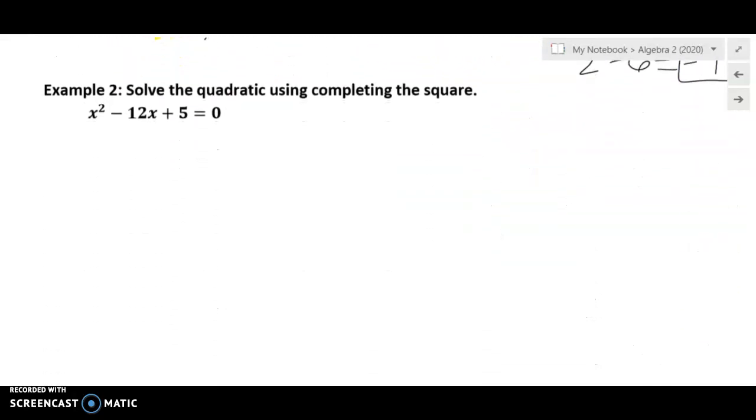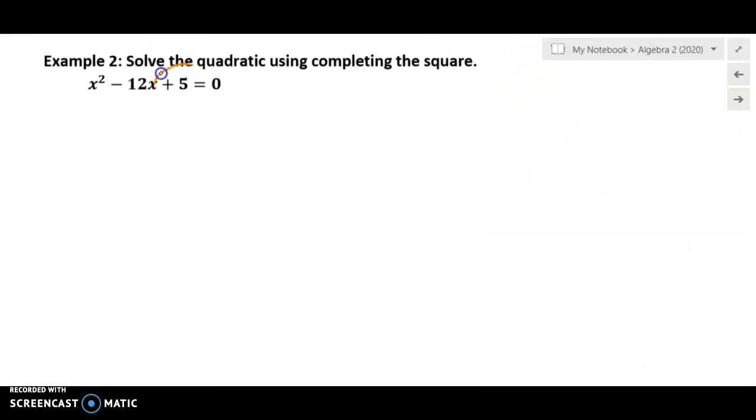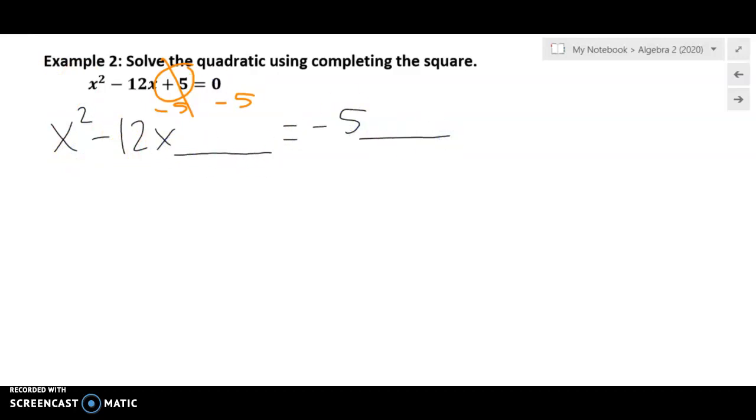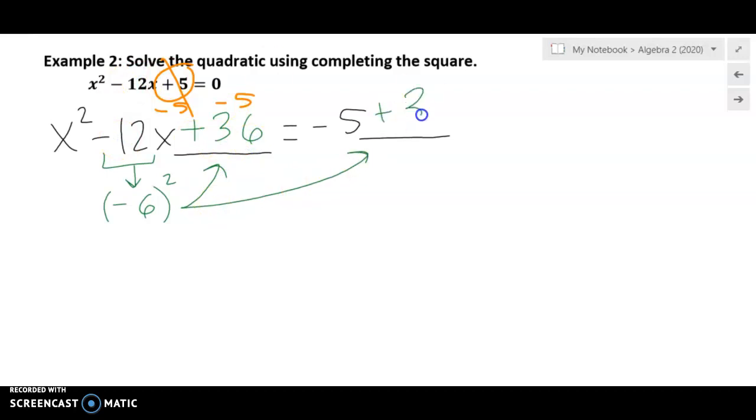Okay, 2 more. First thing I'm going to do is get this 5 by itself over there. I'm going to subtract it and move it to the other side. Again, when you write this, put the blank spaces: x² - 12x + blank = -5 + blank. You take half of this middle term. Half of -12 is -6. You square it. -6 squared is actually positive 36. You fill that into both of the blank spaces.